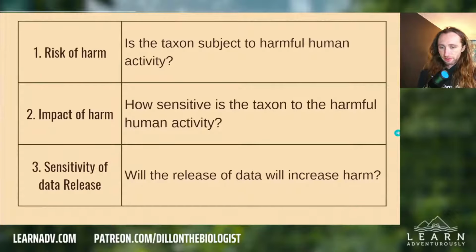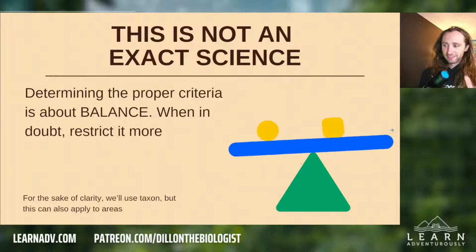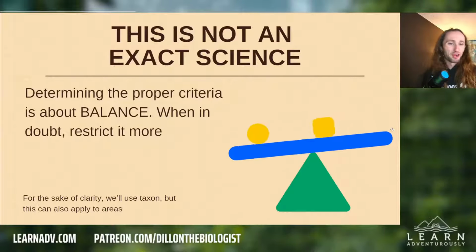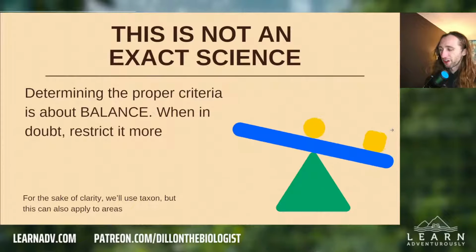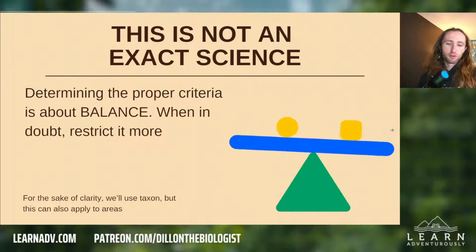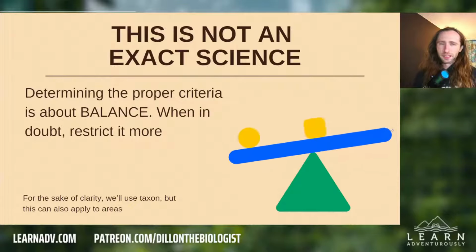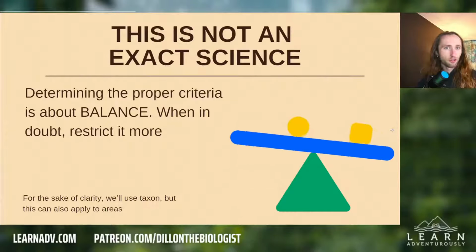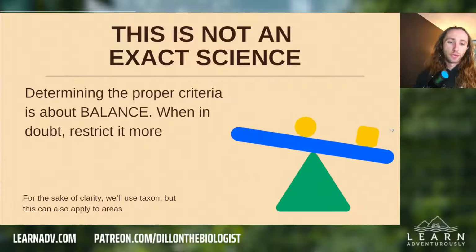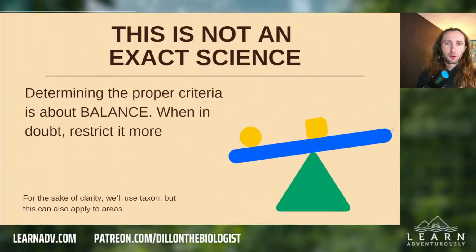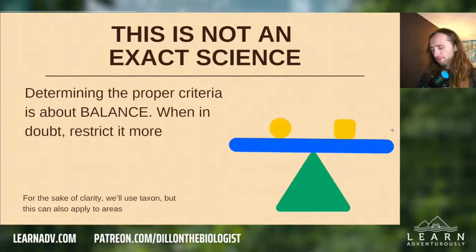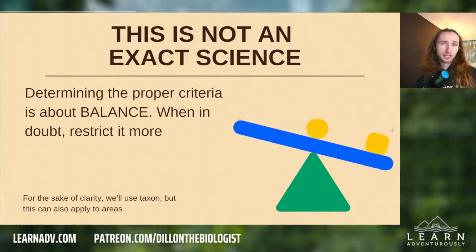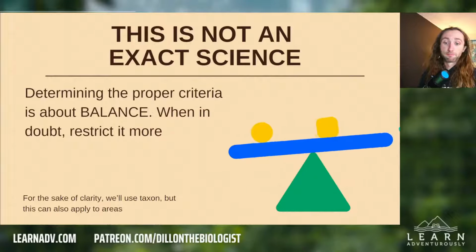And just to note, this is not an exact science. Determining the proper criteria is about balance. If you're not sure, just restrict it a little bit more than you might feel. But this is really a difficult assessment to do. And I work with herps, which are highly poached. So I generally will be a little bit more restrictive with sending it out. But let's first go into the sensitivity criteria.